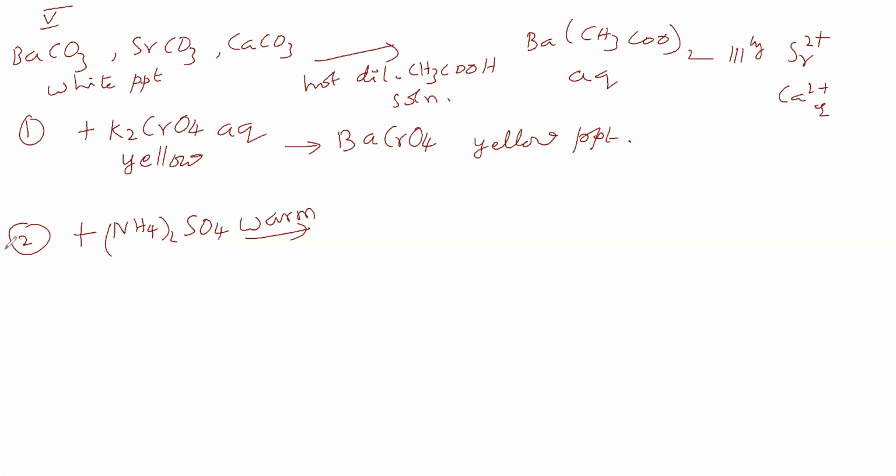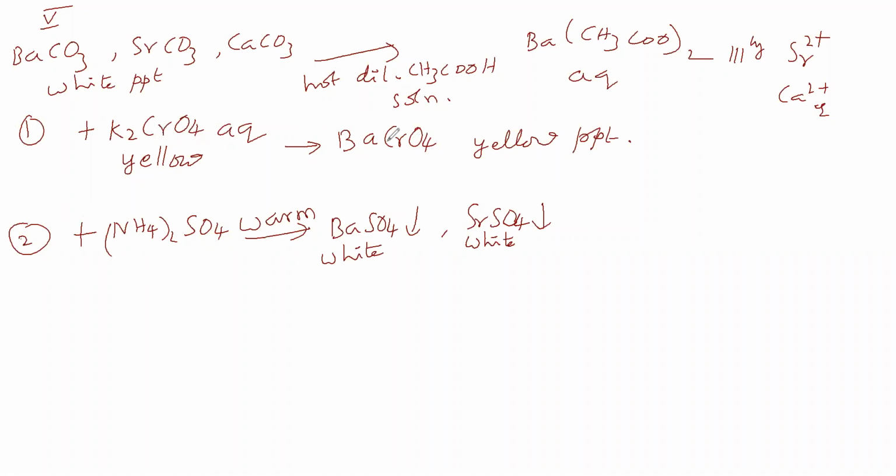Now, if the solution contains barium ion, we will get barium sulfate white precipitate. If the solution contains strontium ion, we will get strontium sulfate white precipitate. If the solution contains calcium ion, no precipitate is available.